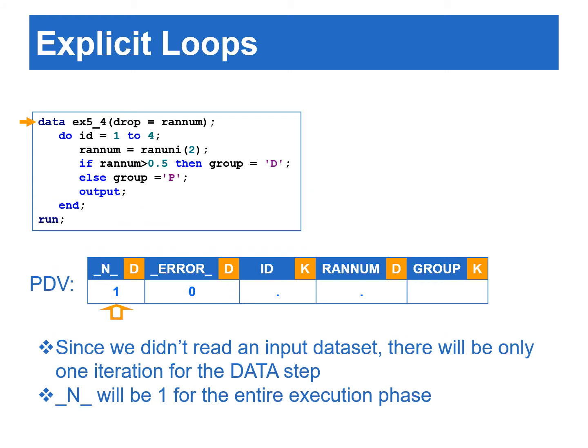Let's go through the data step execution phase, to understand this loop better. Since we didn't read any input data set, there will be only one iteration for the data step. _n_ will be 1 for the entire execution phase.